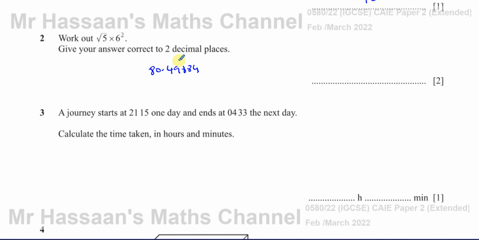So when you go to 2 decimal places, you have to stop here. The number after it is 5 or more, so therefore this increases by 1. This becomes a 10, but you can't write 10 here, so you have to carry the 1 over. So you have 80.50.